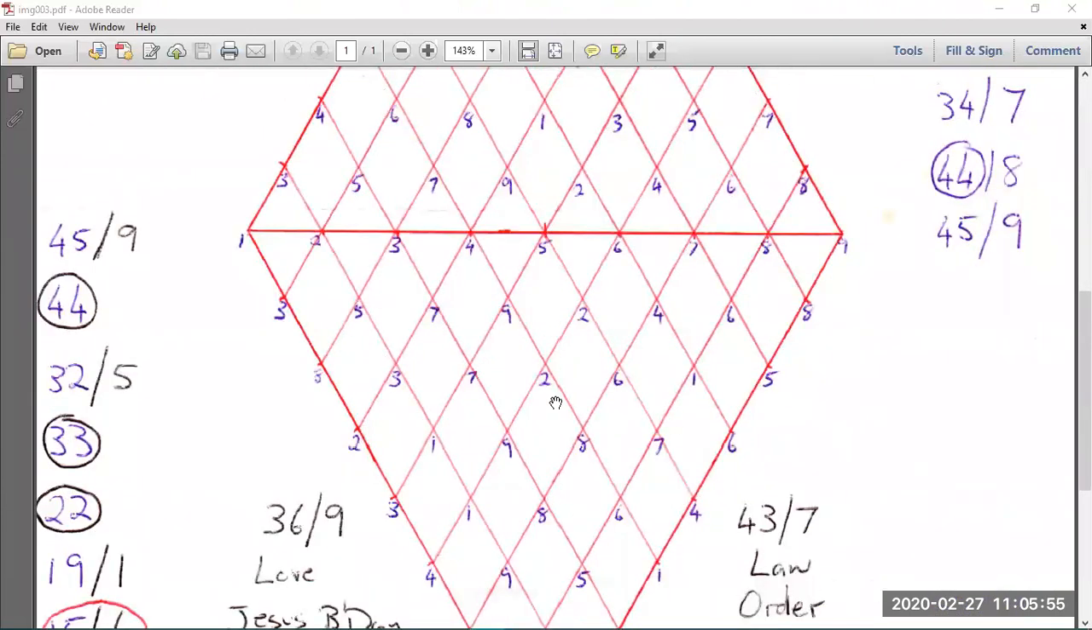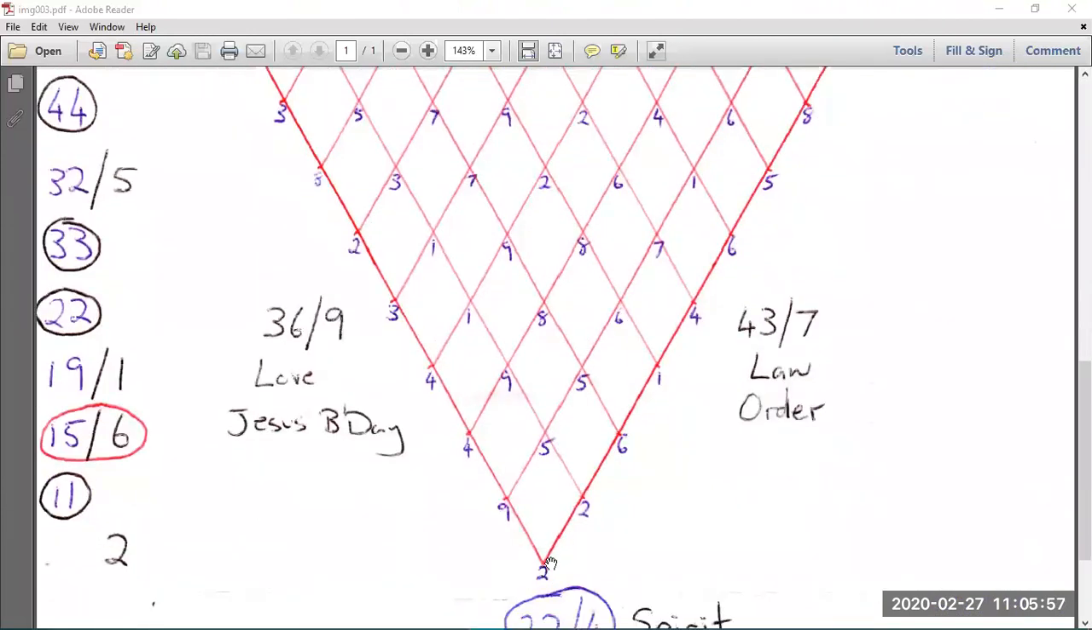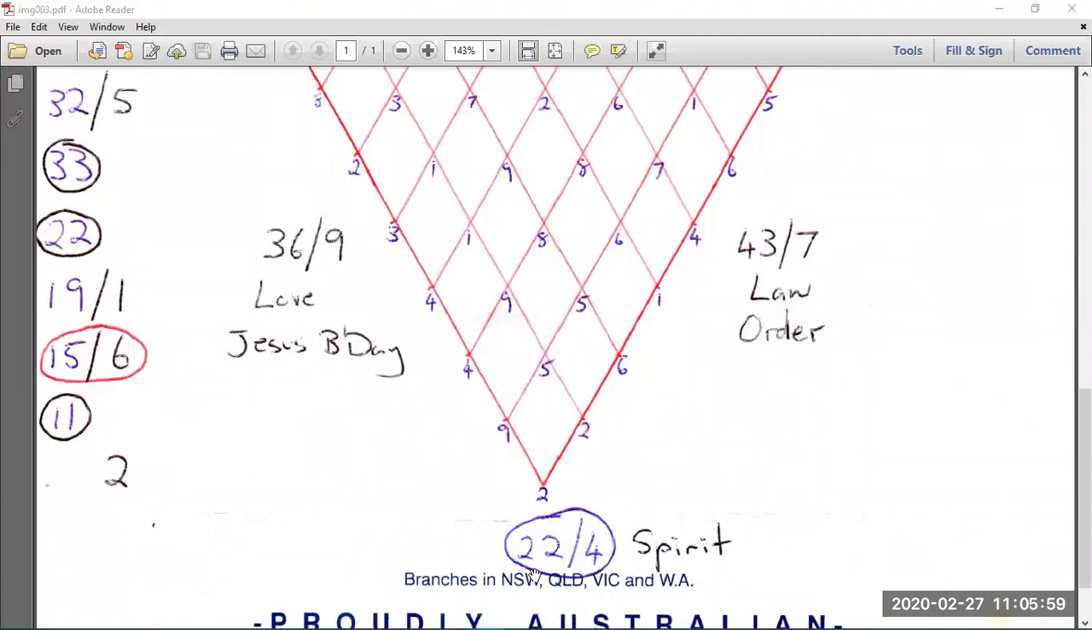And here 5, 2, 8, 5 and 2 is 22, which is a master number as we know. And the number 2 is the number of sensitivity. And the master numbers of 22 or 222 is faith. It's all about faith. And 4 is the number of the plan. It's the planning. So this is a number of spirit.